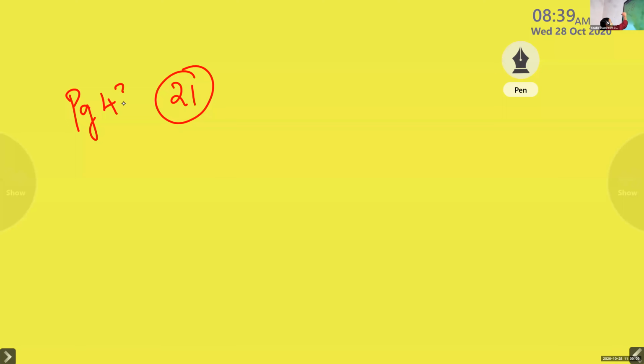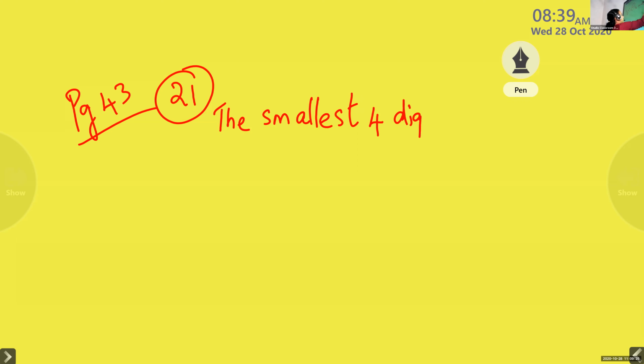So question number 21, page 43. We have to multiply the smallest four-digit number. You have to write the smallest four-digit number equal to. Write together, no need to keep it. We have only 2 more questions to complete. The smallest four-digit number is 1000.